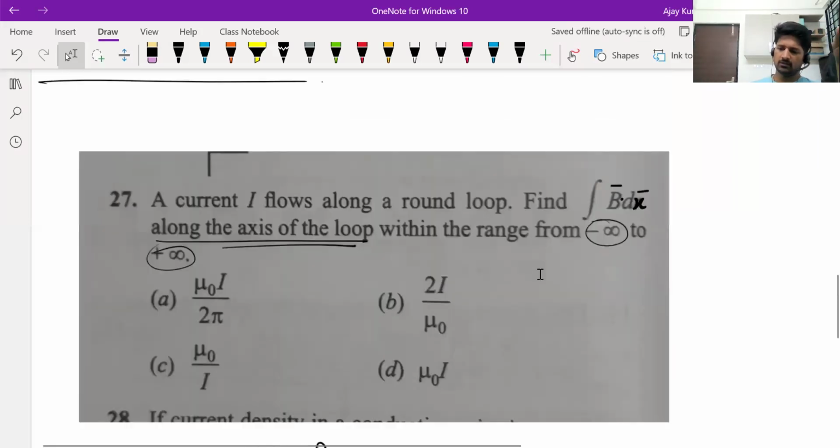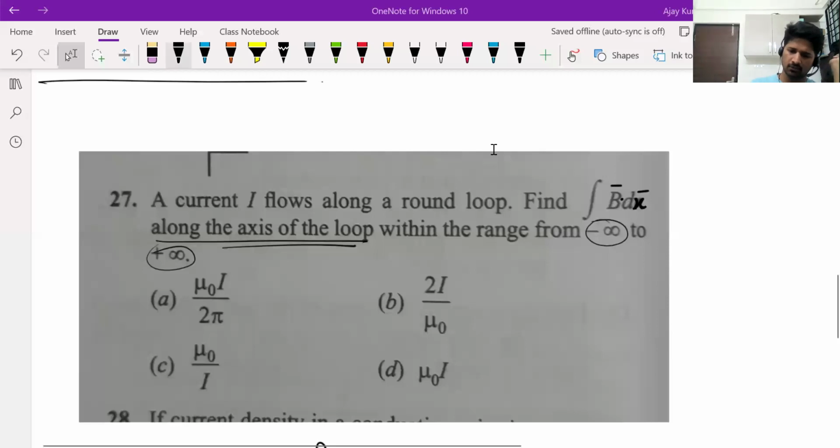See, they only want integral B dot dx. So are they asking you to integrate over a closed loop or an open loop? I can't call it a loop. Are they asking you to integrate over a closed path or an open path? That's my question. I got one answer as closed.